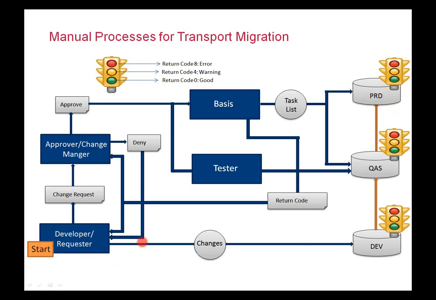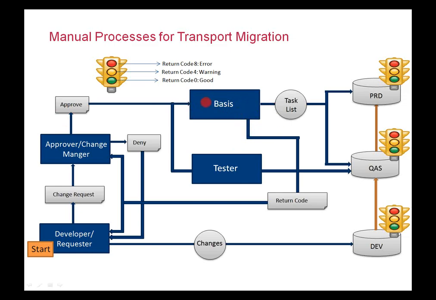Right here we have the developer who has his list of changes that he's making in development. So he makes his changes, and then he wants to release those changes and send them up for testing. Before he does this, he has to request an approval. These little markers here show an email back and forth between your change management system here, which is a manual process. So he sends the request to the approver. The approver either approves or denies, and if approved, he sends that to the basis team.